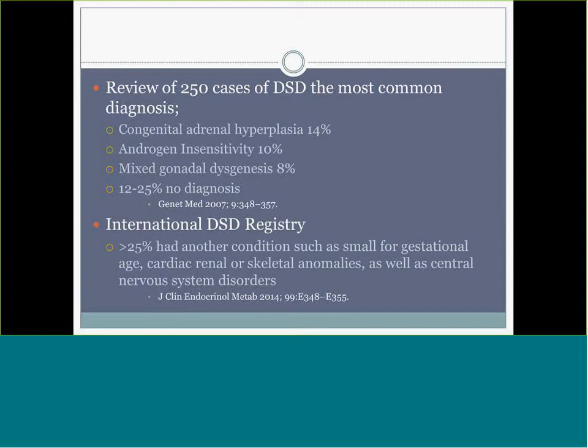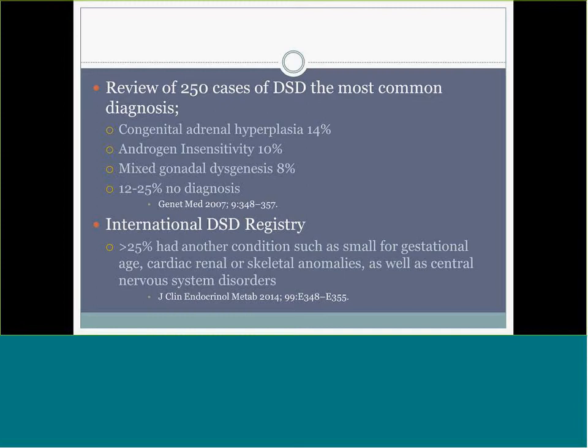Evaluation, just to give you some, there's very little literature out there. There was a paper from Seattle where they looked at 250 cases of DSD. The most common diagnosis they had was congenital adrenal hyperplasia, androgen insensitivity, and mixed gonadal dysgenesis. So that's your 45X, 46XY. And a large percentage had no diagnosis.